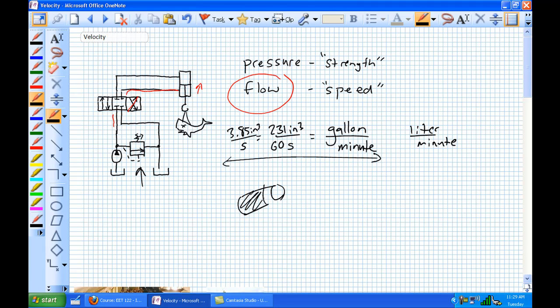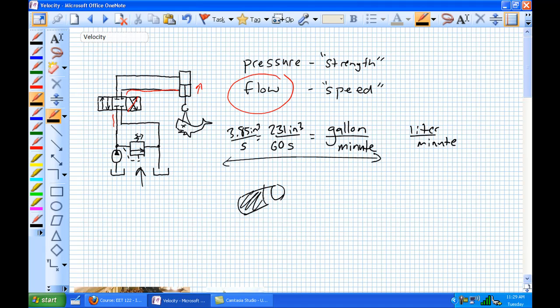Okay? So again, the critical concept to remember is that increasing pressure for a hydraulic system will increase the force available for a given hydraulic system. We haven't changed sizes of cylinders or anything like that.